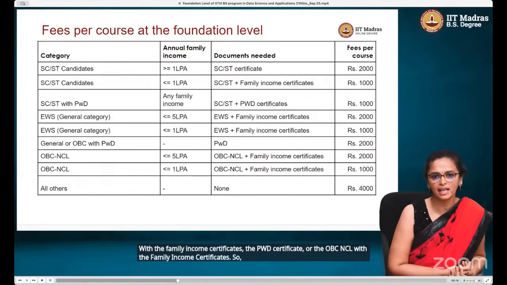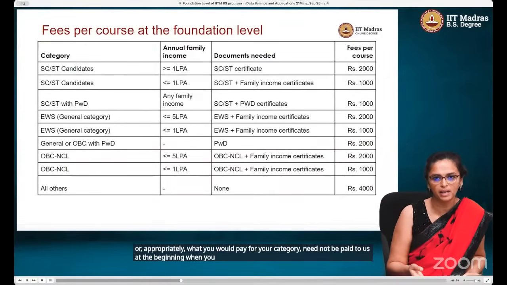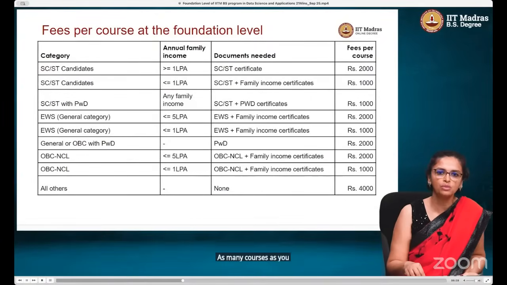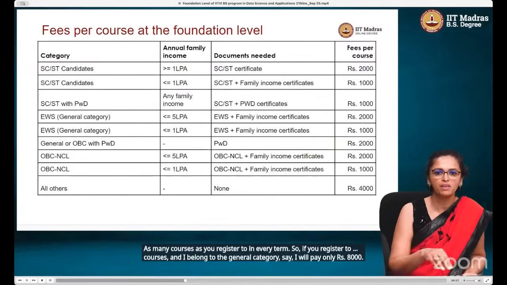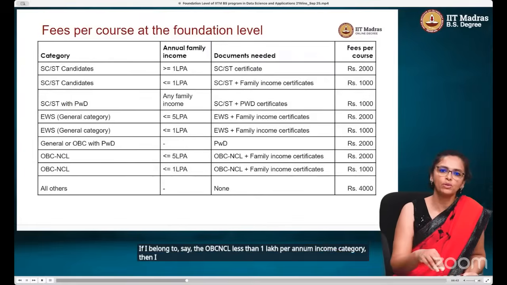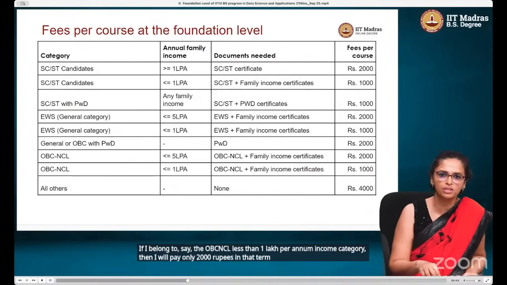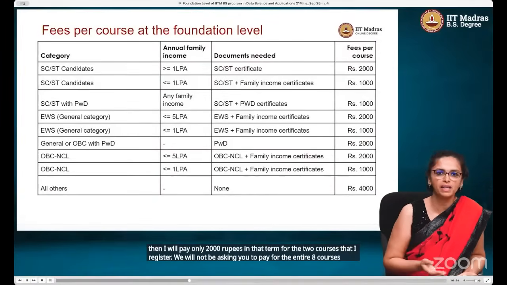So, one thing I'd like to remind you, the 32,000 for the foundational level, or appropriately what you would pay for your category, need not be paid to us at the beginning when you enter the program. You will pay only for as many courses as you register to in every term. So, if I register to 2 courses and I belong to the general category, say, I will pay only rupees 8,000. If I belong to say the OBC NCL less than 1 lakh per annum income category, then I will pay only 2,000 rupees in that term for the 2 courses that I register. We will not be asking you to pay for the entire 8 courses at the beginning itself.